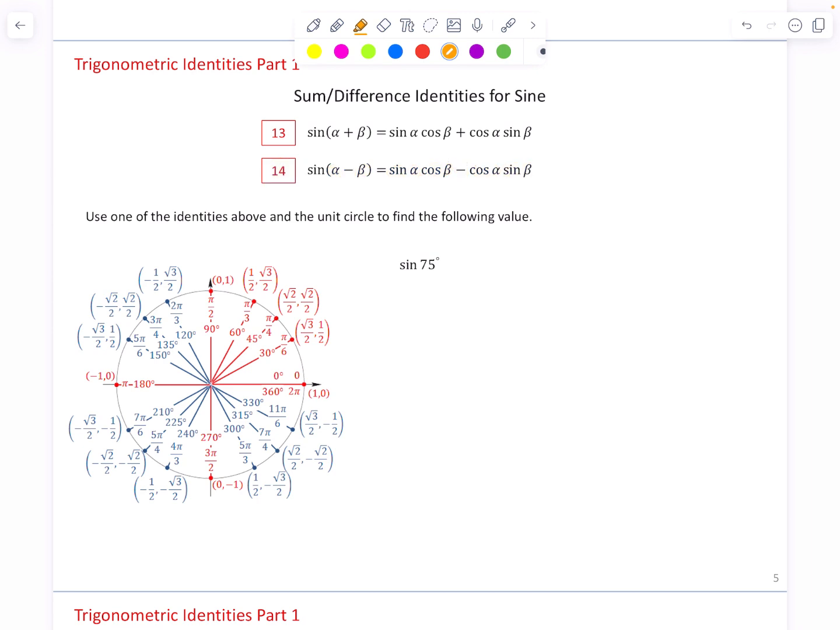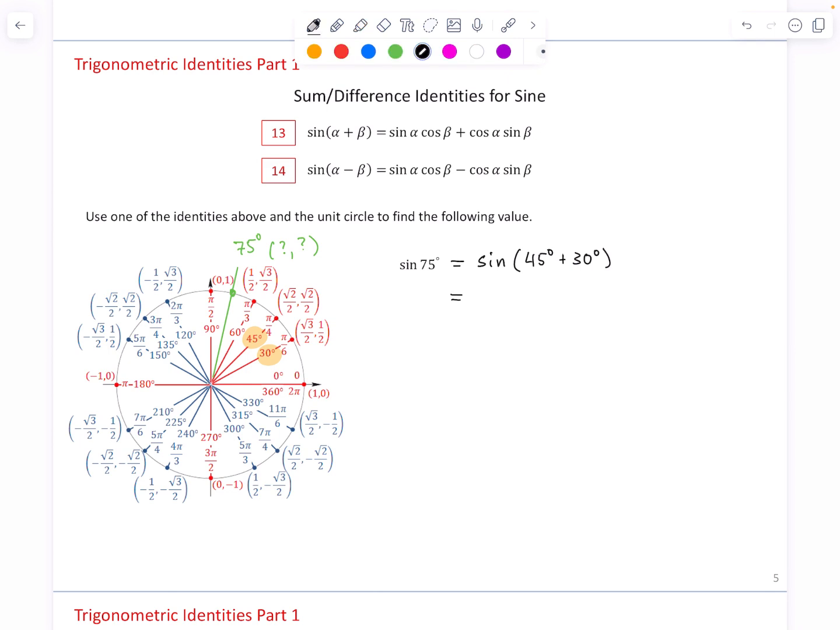Let's use one of these identities to help us with the sine of 75 degrees. Now, 75 degrees is not an angle on our unit circle, but it would be in this position, and the coordinates of that point are not known right now, but whatever the sine of 75 degrees is, that would be the second coordinate. Now, 75 degrees can be found by adding 45 and 30 degrees. And this is a good way to decompose 75 because 45 degrees and 30 degrees are two angles on our unit circle.